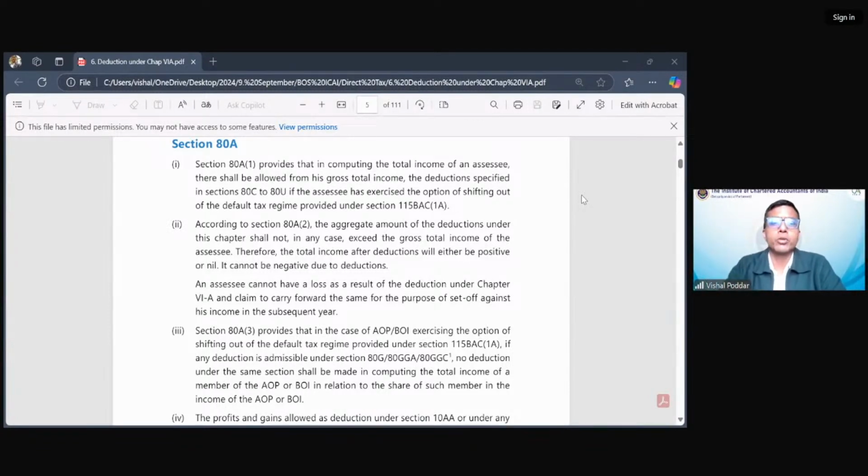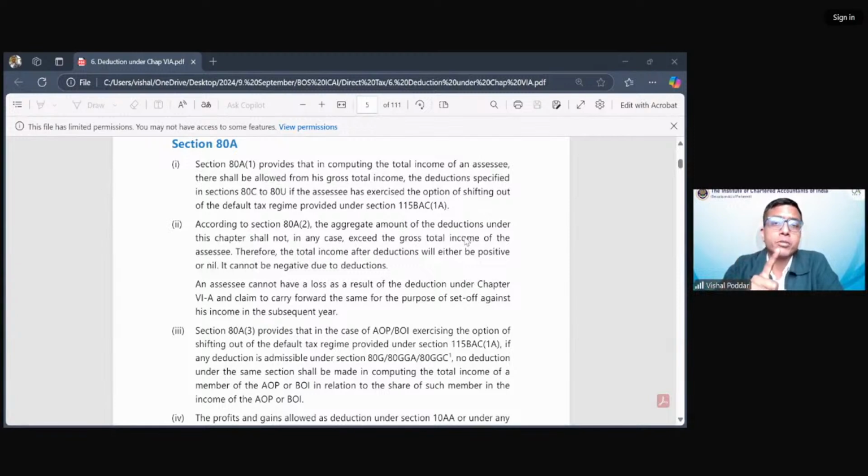However, what is understood from this subsection 2 is that if your deduction under Chapter 6A is greater than the GTI, it will never become a loss, because subsection 2 restricts the total amount of deduction up to the amount of income itself. So let us say your GTI is 12 lakhs and all sections added, 80C to 80U, is 15 lakhs. It means that your deduction is greater than your total income. So whether the excess deduction, which in my example is 3 lakhs, will become a loss, the answer is no.